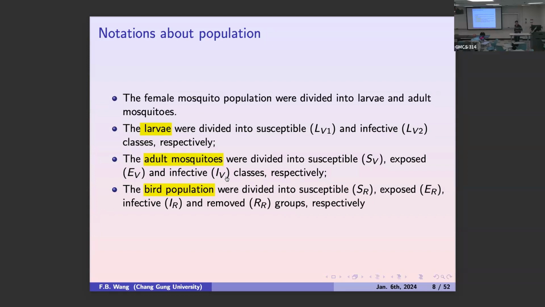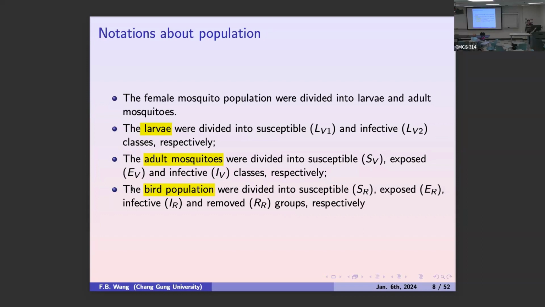Do mosquitoes infect each other? No, they infect the birds. A mosquito can only get the virus by biting a bird that's infected, and the bird is infected by a mosquito. So we introduce this class, the exposed class, EV. We will model it later.